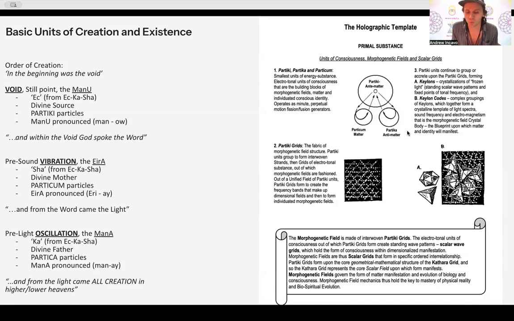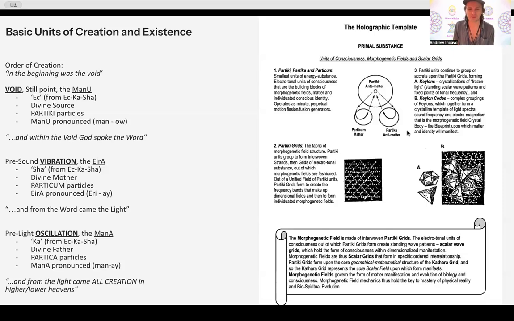The morphogenetic field is made of interwoven partici grids, the electrotonal units of consciousness out of which the partici grids form and create standing wave patterns, scalar wave grids, which hold the form of consciousness within the dimensionalized manifestation. The morphogenetic fields are thus scalar grids that form in a specific ordered interrelationship. Partici grids form upon the core geometrical mathematical structure of the kathara grid. And so the kathara grid represents the core scalar field upon which form manifests. So morphogenetic fields govern the form of matter manifestation and evolution of biology and consciousness. Morphogenetic field mechanics thus hold the key to mastery of physical reality and biospiritual evolution.